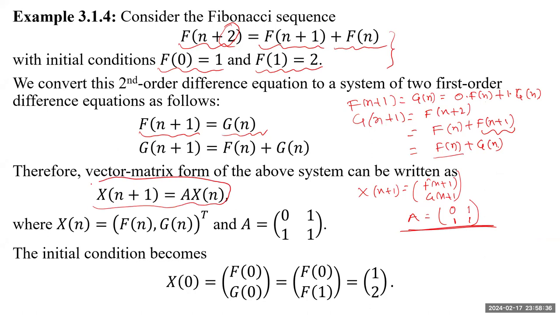So simply, this is my vector matrix form, and x of n is equal to the column vector of f of n and g of n. And A is our constant matrix 0, 1, 1, 1 with the initial condition. What is the initial condition? x of 0 is equal to f of 0 and g of 0. That is, f of 0 is 1, and g of 0 is nothing but our f of 1, that is 2. So that is our initial condition, a 2 by 1 column vector.